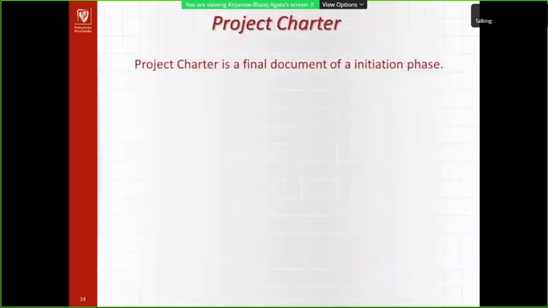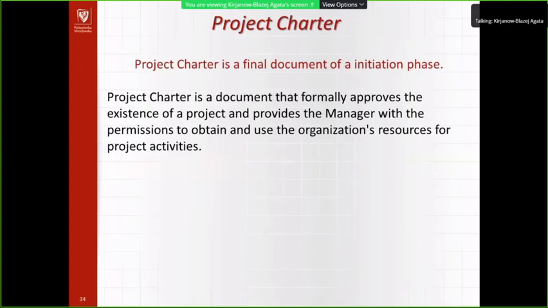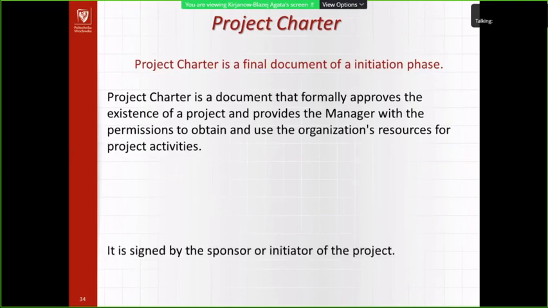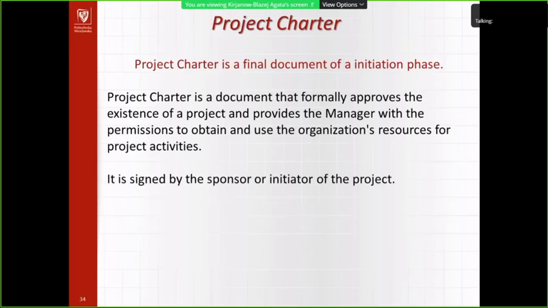Okay. A few words now about the project charter. A project charter is a final document of the initiation phase. A project charter is a document that formally approves the existence of a project and provides the manager with the permission to obtain and use the organization's resources for project activities. It is signed by the sponsor or initiator of the project.